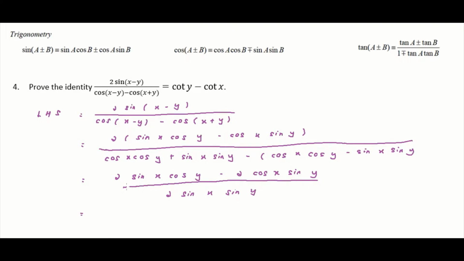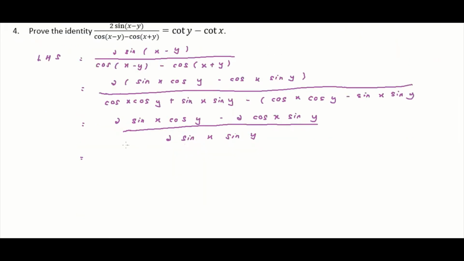So from the part which you need to prove, you can see that cotangent is like cos over sine, cos over sine. So you have two terms here. Here you only have one term. So you can imagine that what you need to do is separate them into two. So 2 sine x cos y divided by 2 sine x sine y. Then same thing, minus 2 cos x sine y divided by 2 sine x sine y.